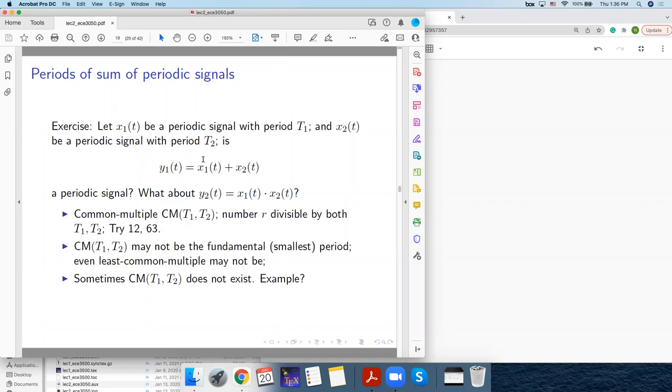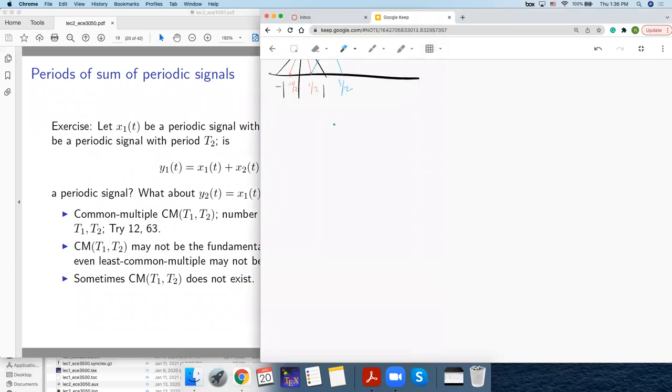So the idea is that, if these two periods, T1 and T2, have a common multiple, then once you sum them up, it will be a periodic signal. For example, if one period is 12, the other period is 63. If T1 is 12 and T2 is 63, then when you sum up these two periodic signals, you will get a periodic signal by looking at its common multiple.